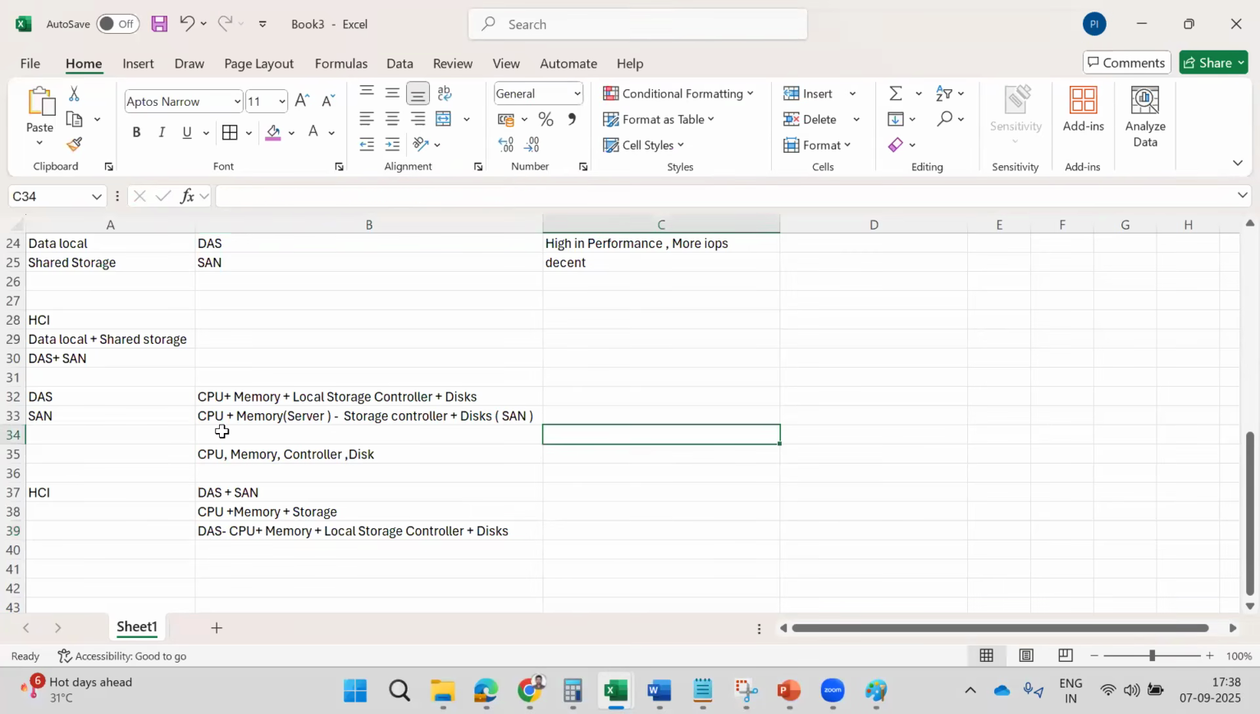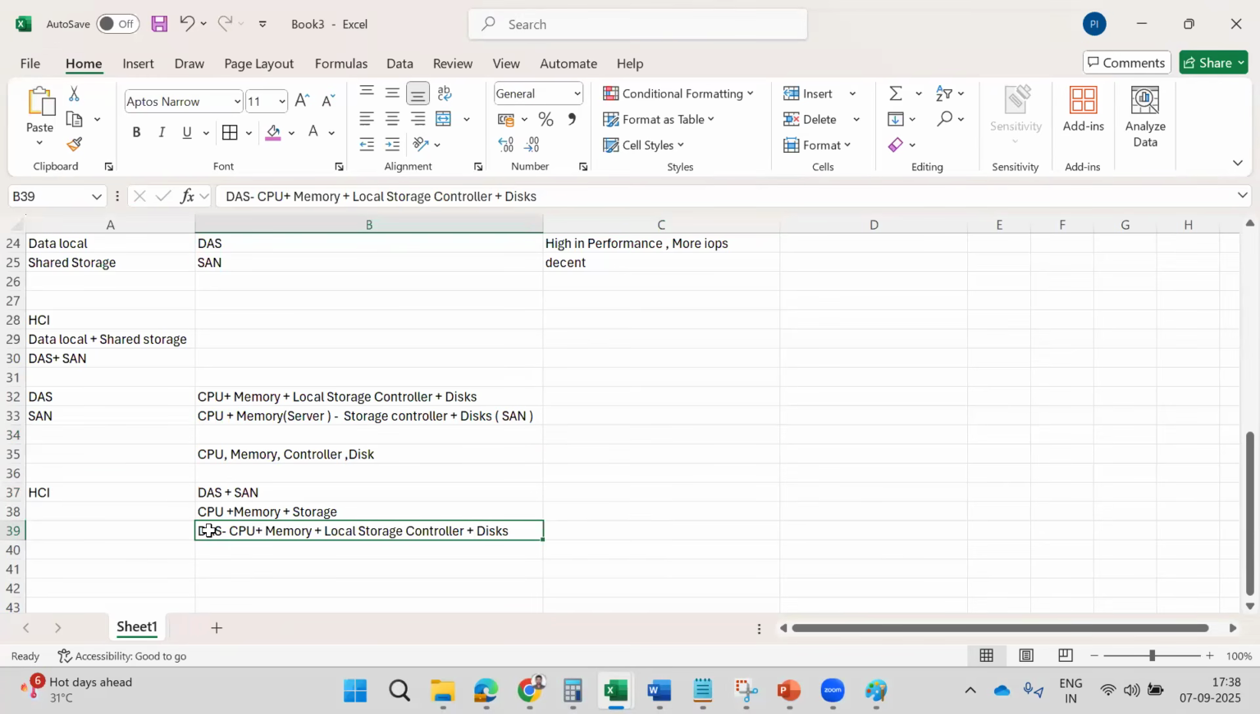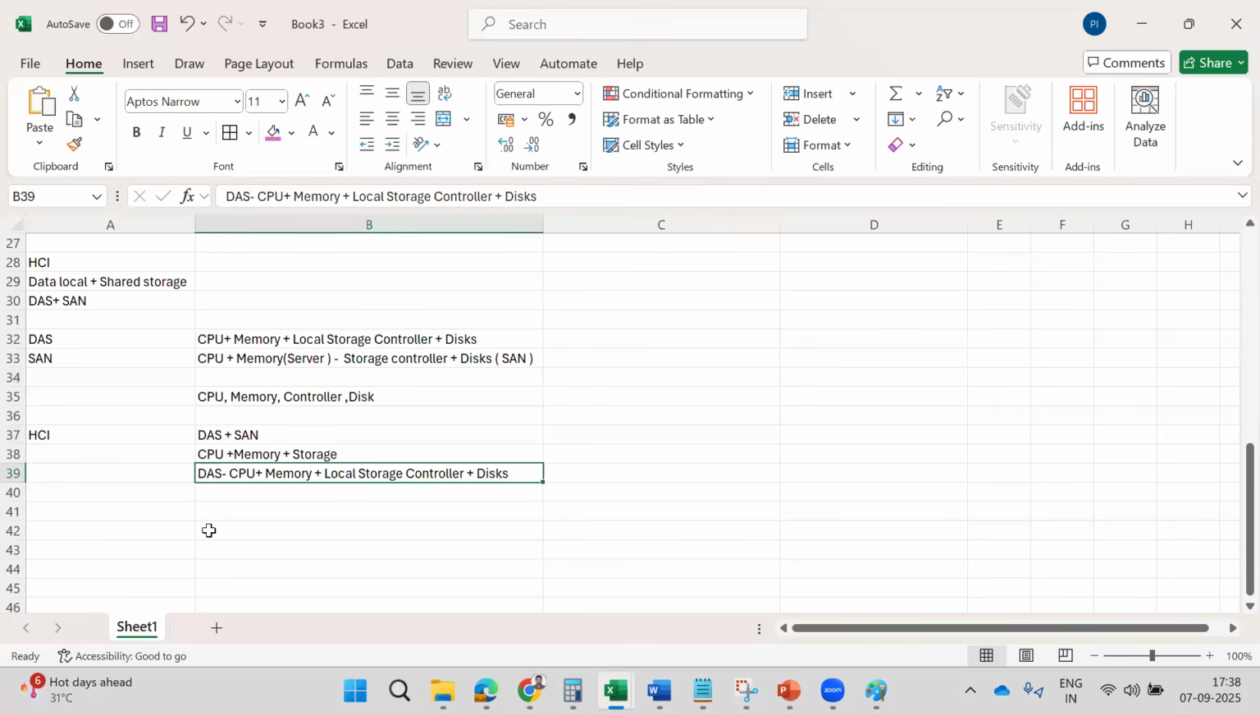So if I look into SAN, SAN has CPU, memory, storage controller, disk. So pretty much, we have completed all this with the DAS. If I need to set up an HCI, I need a DAS server. That's very simple. The requirement for HCI is a DAS server, because the DAS server already has CPU, memory, local storage controller. Now this is simple. Next we need shared storage, correct?